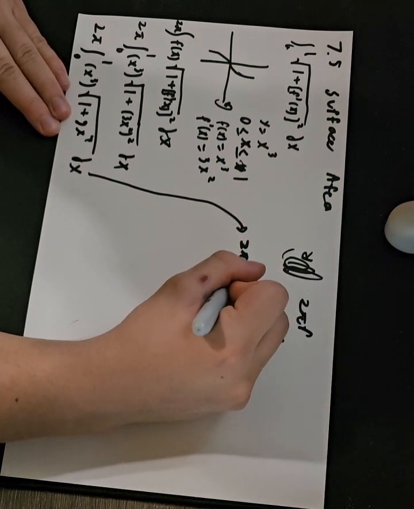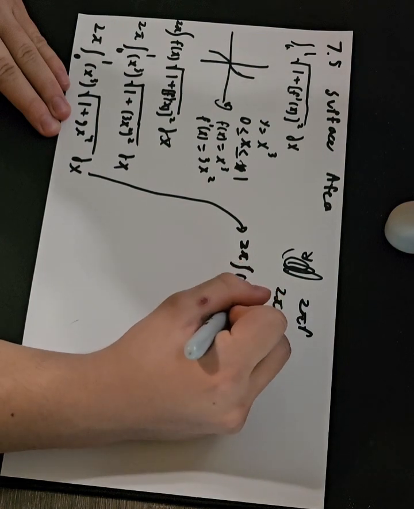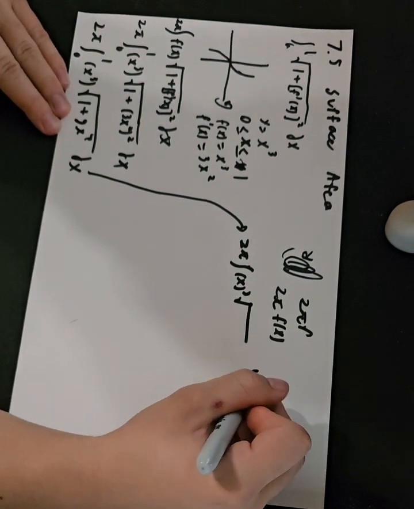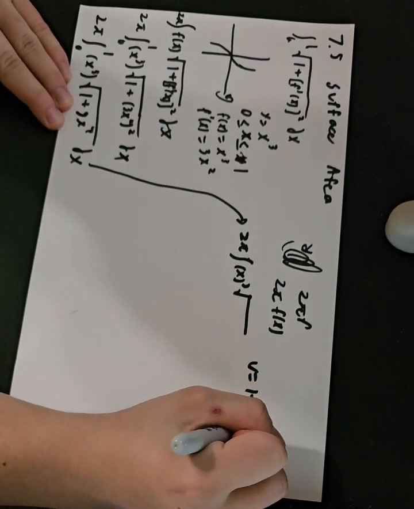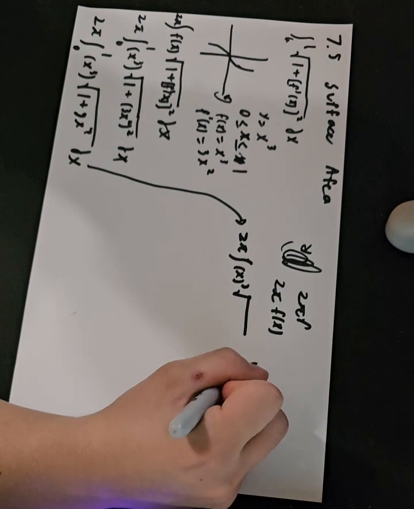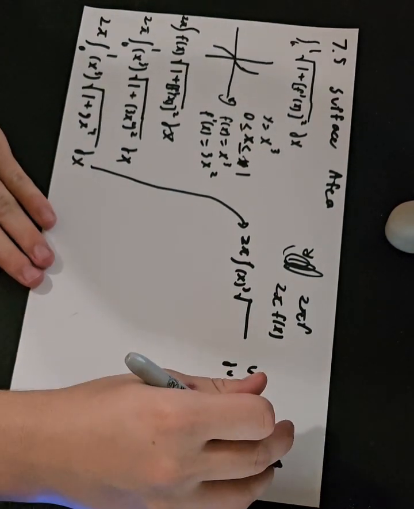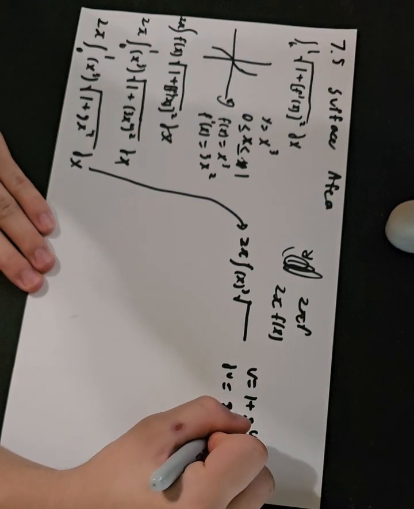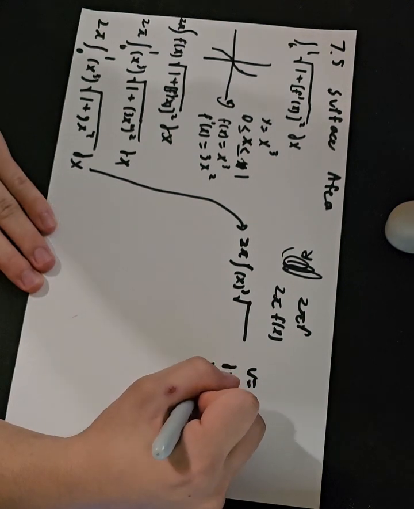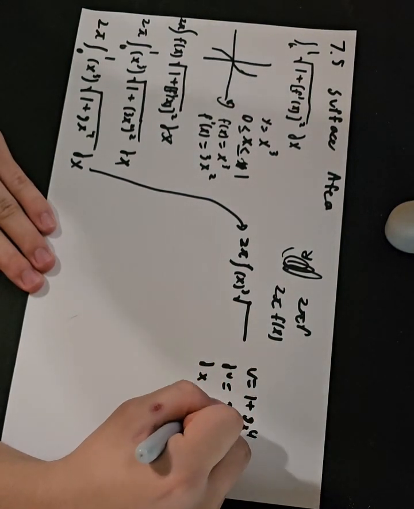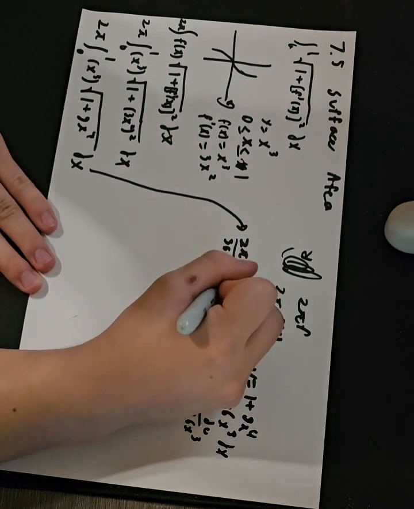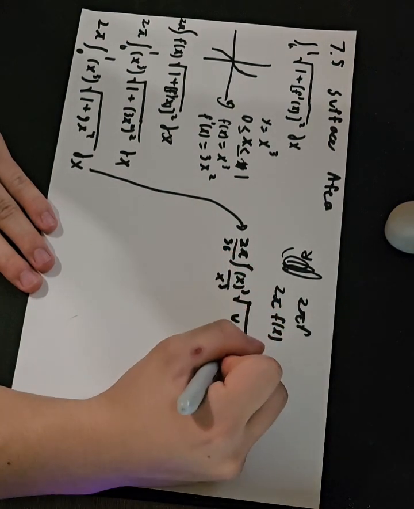Now if we bring this up here, from x cubed, the root of, we're actually going to say u is equal to 1 plus 9x to the fourth. And this means that du is equal to 4 times 9, 36x cubed dx, which means dx is equal to du over 36x cubed. So this becomes 2 pi over 36 over x cubed root u du.